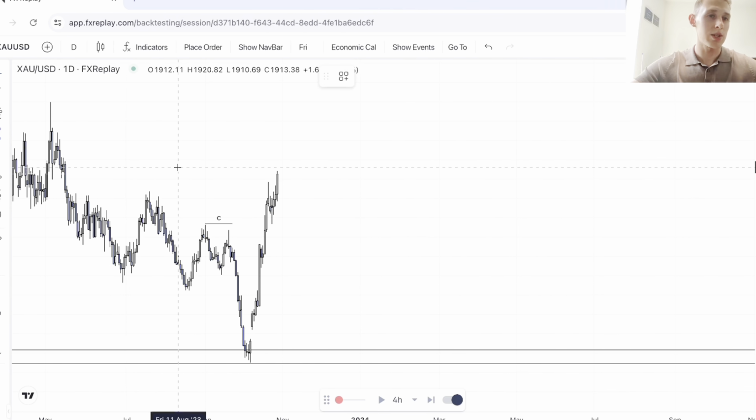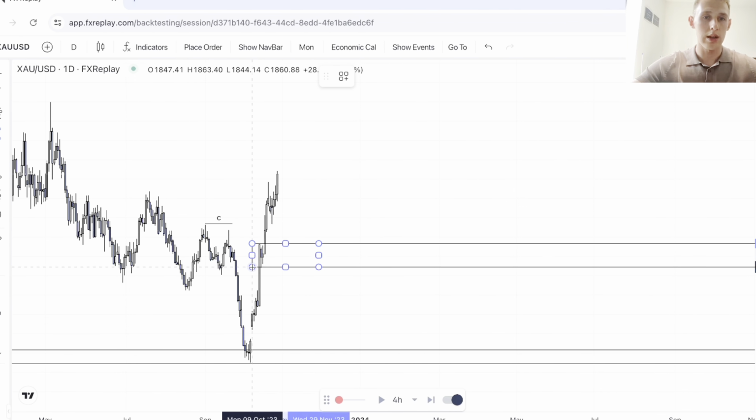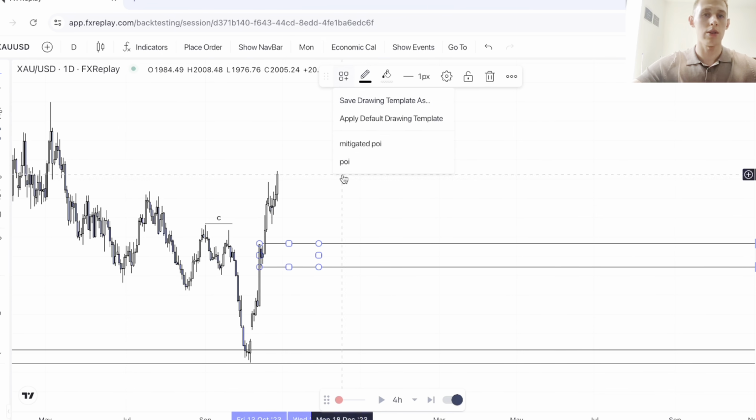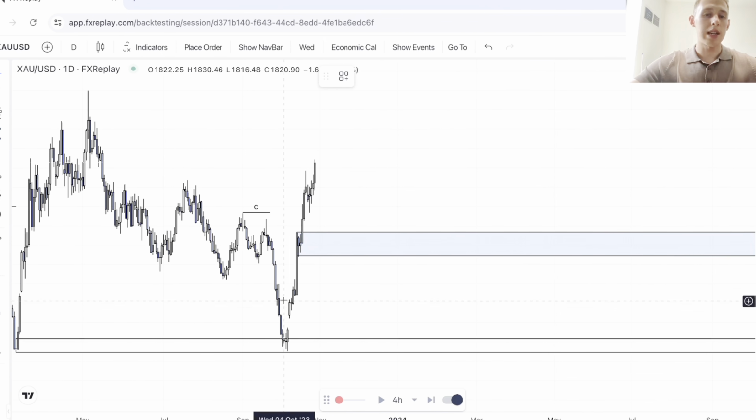And at the end of last week's session, we had basically two areas marked on. The first was this area of demand on the daily, because after this big push on the daily, you would expect it to come and retrace, taking out some daily liquidity, and this was the area where we were basically anticipating for price to come into.